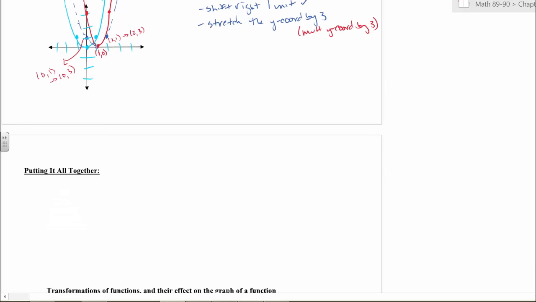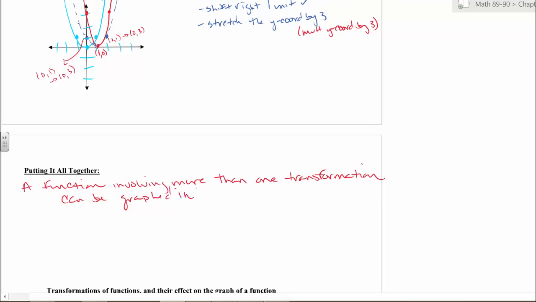Putting it all together. So there is an order of operations when it comes to transformations. So a function involving more than one transformation can be graphed in the following order. All right, so what's that order?